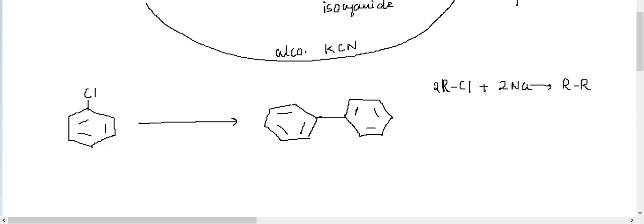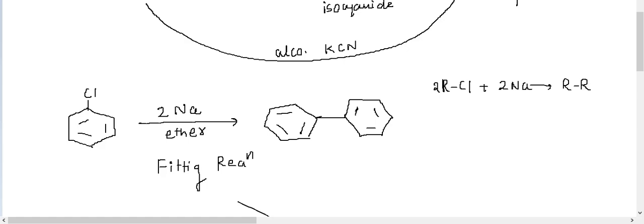Similarly, aryl halides can also be coupled with the help of the Fittig reaction. What we have to do is treat this aryl halide with sodium in the presence of ether, and we get biphenyl. So it's a simple reaction, just like Wurtz's reaction, and this is a name reaction. This reaction is the Fittig reaction.